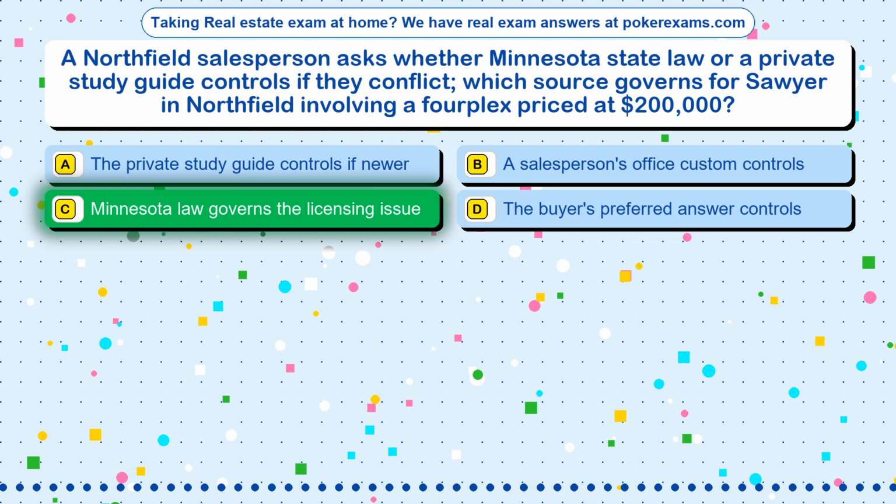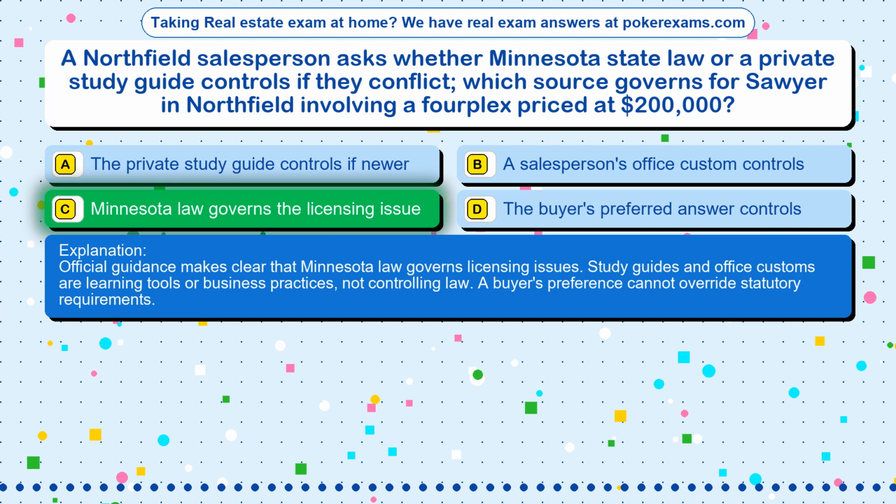The correct answer is option C. Minnesota law governs the licensing issue. Official guidance makes clear that Minnesota law governs licensing issues. Study guides and office customs are learning tools or business practices, not controlling law. A buyer's preference cannot override statutory requirements.